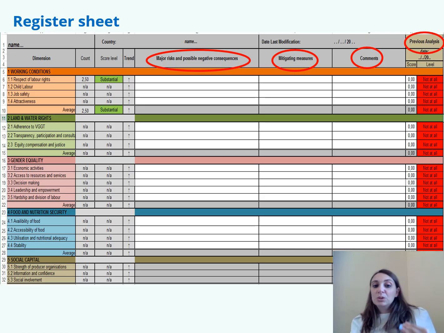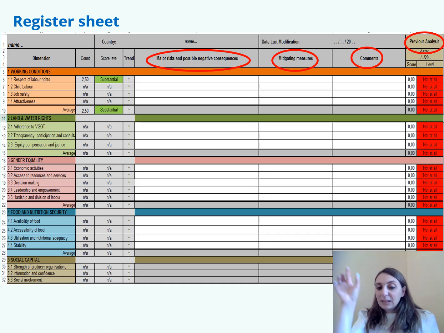And then we have some opportunities to highlight the major risks and opportunities for the value chain, and to highlight what are the mitigating measures for each of the subdomains. You also have an opportunity to insert comments, and then, as you can see on your left, you also have a previous score.